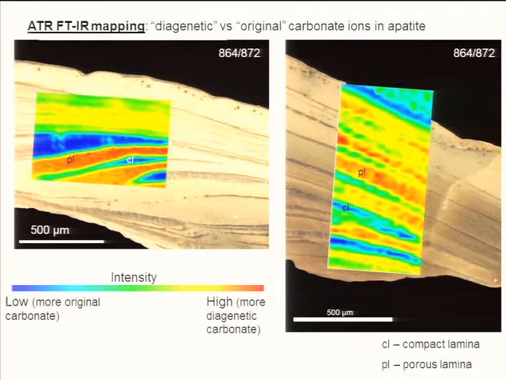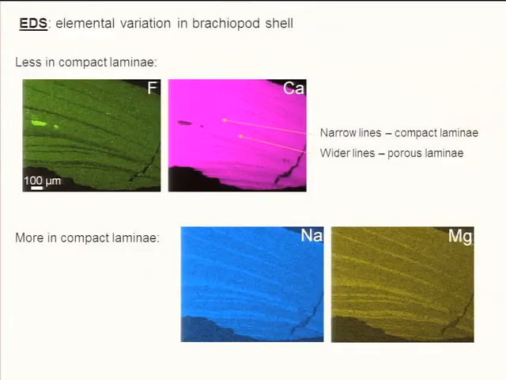On infrared maps, these diagenetic and original carbonate species have very strict locations. The diagenetic carbonate anions are strictly in porous lamina, and the original carbonate anions are strictly in compact lamina, and maybe even more intensively in the central parts of the compact lamina.